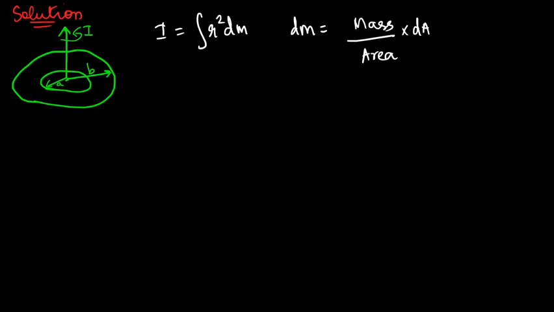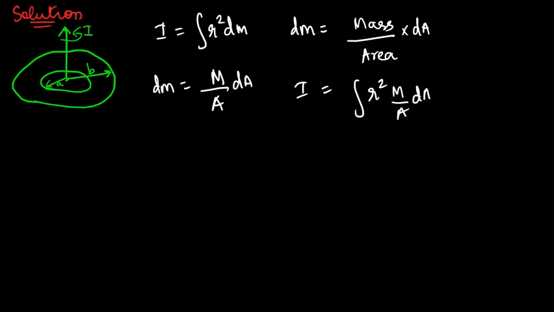You can just put mass by volume into dv, or mass by length into dx. So it is based on your question that you have to substitute over here. So here your mass will be m divided by a into dA. On doing that, I get my I to be r square m by a dA.